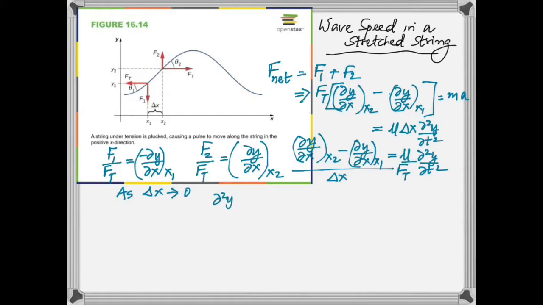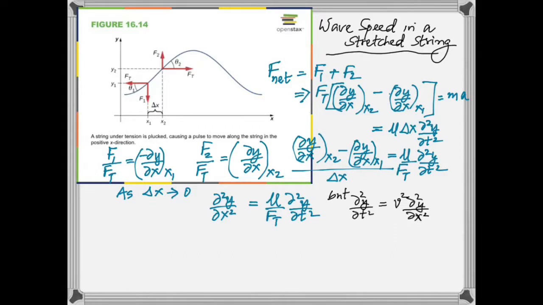Now if you consider that this section is really small, which means delta x tends to 0, then the numerator is going to change here. The entire left-hand side is going to change to d squared y by dx squared, because x2 and x1 are now like 1 point. So you're going to get d squared y by dx squared is equal to, and on the right side, mu by Ft times d squared y by dt squared. But remember that we have a very important relation where d squared y by dt squared is equal to v squared times d squared y by dx squared, as we saw.